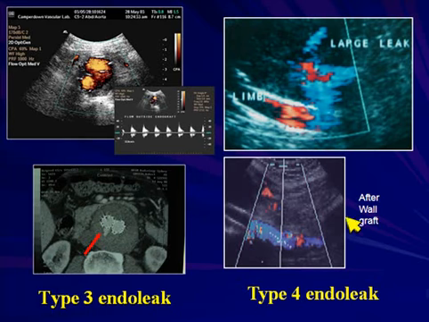Here's another type 3 endoleak seen on CT as well as duplex ultrasound confirmed with spectral Doppler. This is a type 4 before and after a wall graft. I don't think that we will ever be able to tell the difference by ultrasound between type 3 and type 4, but you will know that it's there and suspect that it's not something associated with branch vessels.